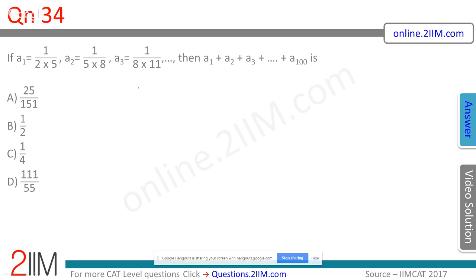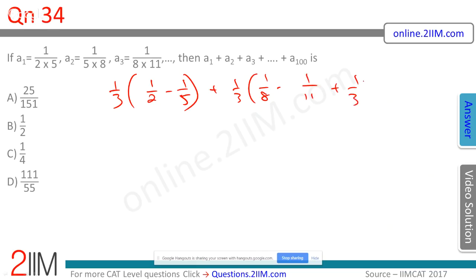1 by 2, 1 by 5. So this is 1 by 2 minus 1 by 5 is 3 by 5. So this is 1/3 of 1 by 2 minus 1 by 5 plus 1/3 of 1 by 8 minus 1 by 11 plus 1/3 of 1 by 11 minus 1 by 14. So this is partial fractions. We just need to find the final term. There's a 1 by 3 sitting there somewhere. I think we should be able to nail this.